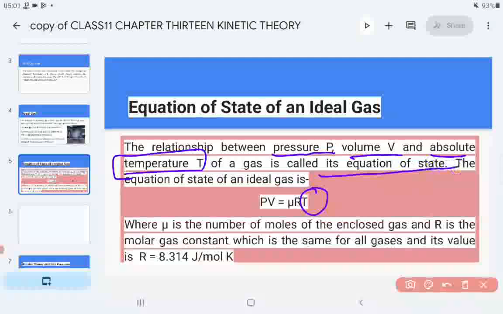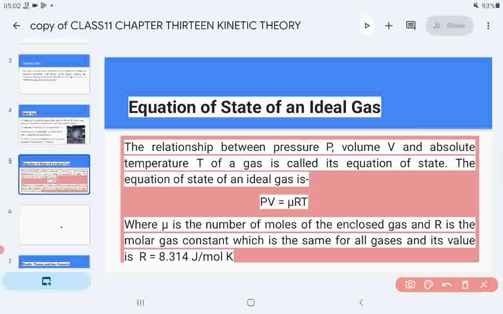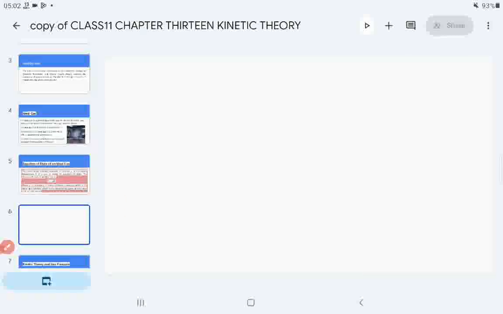It is called the equation of state, or the ideal gas equation, which you all know very well, where mu is the number of moles, not the number of molecules, and R is called the gas constant, whose value is 8.31 joule per mole Kelvin. Dear students, there are three different ways you can write the ideal gas equation. Before going ahead, let us have some basic knowledge of this ideal gas equation in detail.